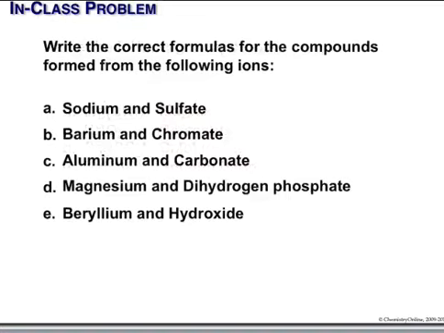One more set backwards. Draw me a compound using sodium and sulfate, barium and chromate. Chromate is CrO4. Aluminum and carbonate, magnesium and dihydrogen phosphate, beryllium and hydroxide. Chromate is one we didn't talk much about. Again, it's CrO4 with a single negative charge.